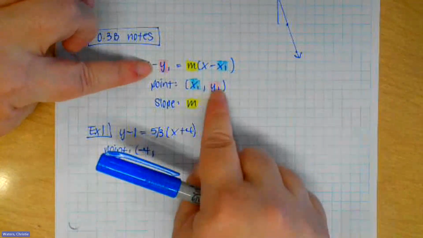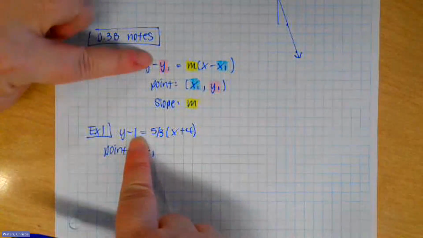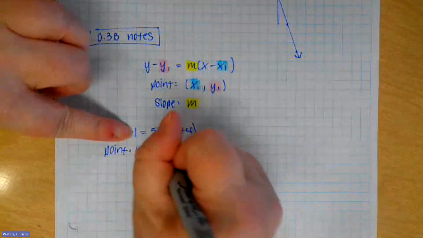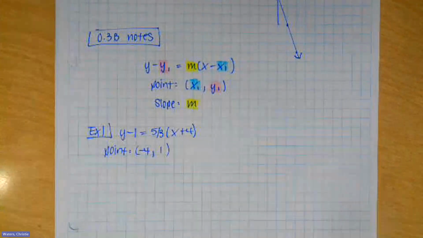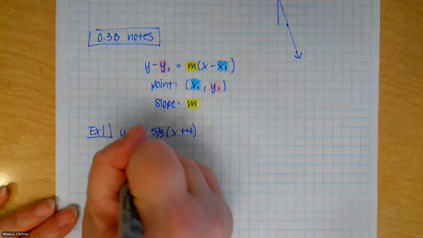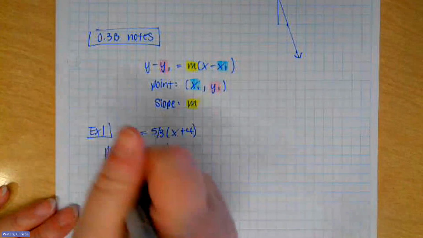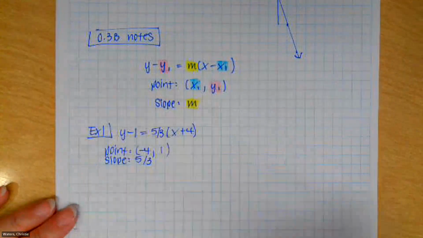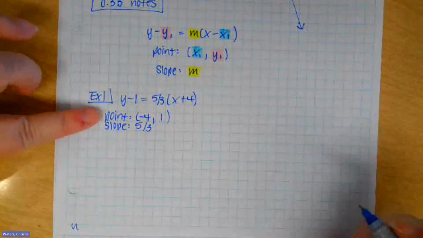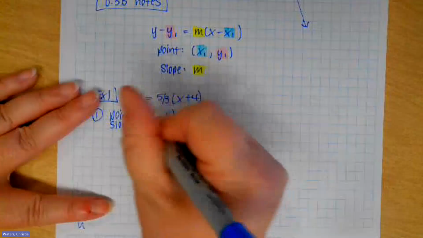And then the y is the number right here. And again, the minus is part of the original form of the equation. So the y itself is just that 1. So -4 comma 1. And then the slope is the number in front of the parenthesis. So in front of this parenthesis is 5/3. All right, so now I'm going to start plotting my points. So the first thing we're going to do is we're going to plot this point, -4, 1.